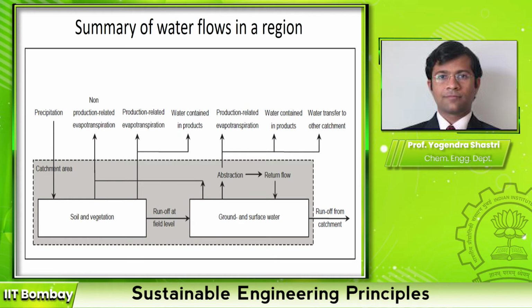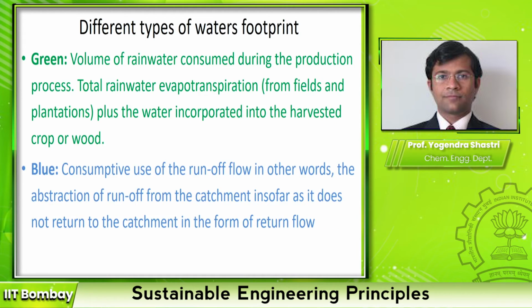So this is the same figure which is taken from the water footprint manual. It shows the same flows and same different uses that we had identified in a more organized manner. So based on this, the definition of green water footprint is that it's the volume of rainwater consumed during the production process. The total rainwater evapotranspiration from fields and plantations plus the water incorporated into the harvested crop or wood. So green water footprint in simple terms means the utilization of green water for productive use.